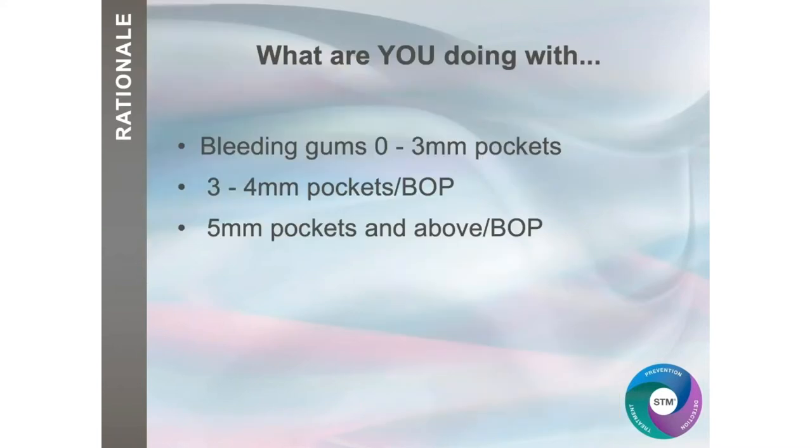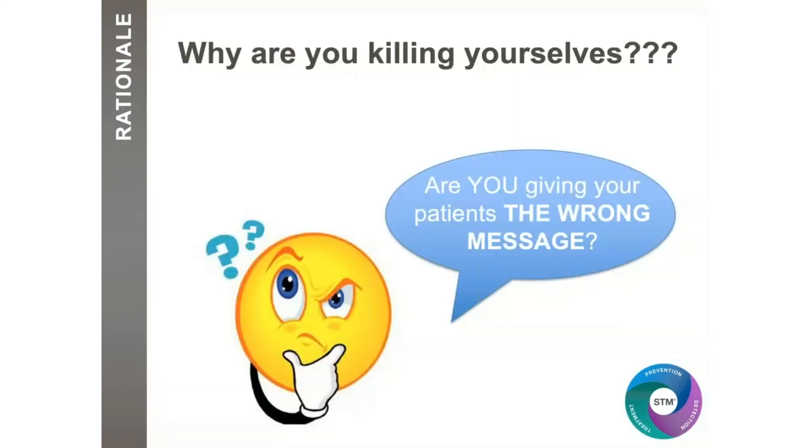So ask yourself this, what are you currently doing right now with those scales, right? The 0 to 3 with bleeding, the 3 to 4 with bleeding, and the 5 and above. And some people may think, well, 0 to 3 with bleeding is not a problem, right? Well, I think you might be in the wrong webinar, because bleeding is inflammation, and that's an indicator that there's something wrong. So we need to recognize that these are important things, but why are we killing ourselves?